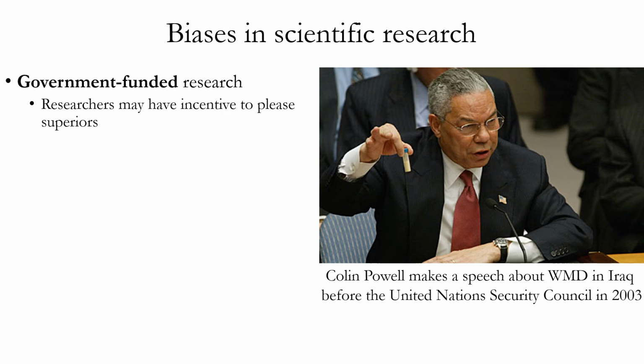Even though scientific studies are the best things to cite, we also want to be on the lookout for potential sources of bias even when it comes to science. So one example of potential for bias is government-funded research, if the researchers have an incentive to please superiors. Now this really varies from case to case, like I said, from agency to agency, from administration to administration, from nation to nation. So you have to be judicious in how you apply this and dig a little bit deeper.